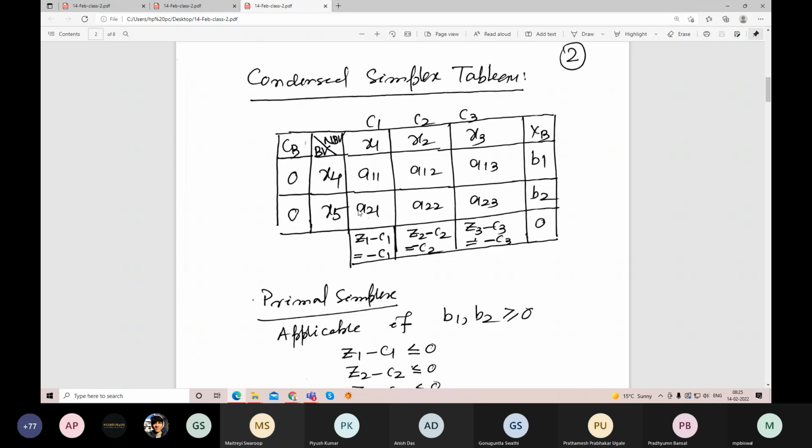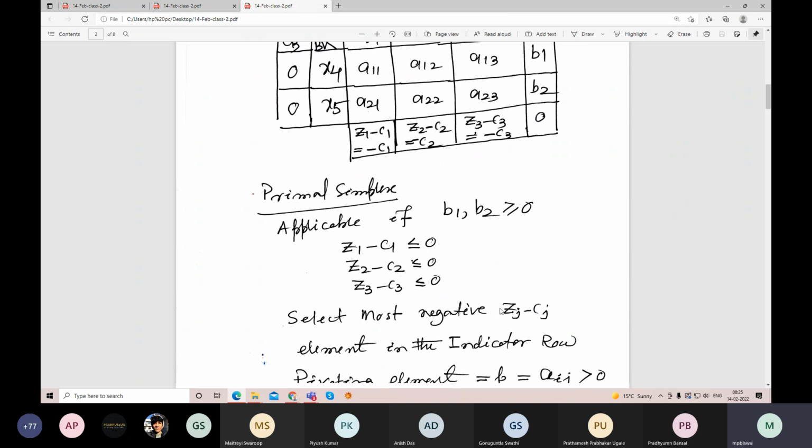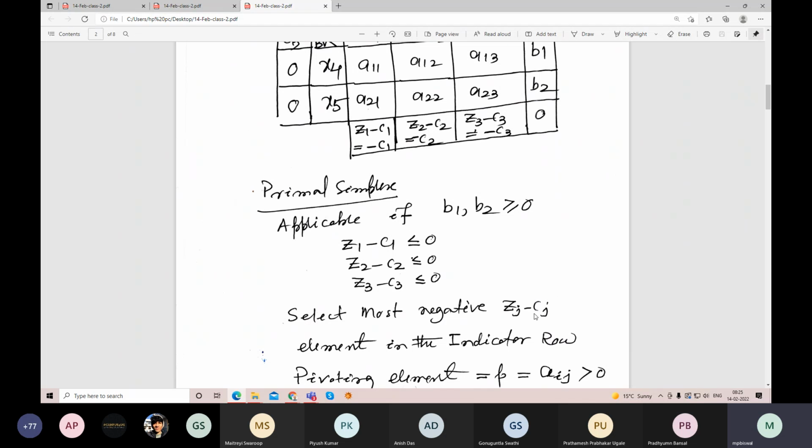Among x1, x2, x3, one of them is coming, let us say, and among x4 and x5, one of them is going. So how do we know which one is coming and which one is going? See here, select the most negative Zj minus Cj. If there is a tie in Zj minus Cj, there is an option, you can choose any one. In fact, all the negatives you have to make positive. Any negative start, there is no harm.